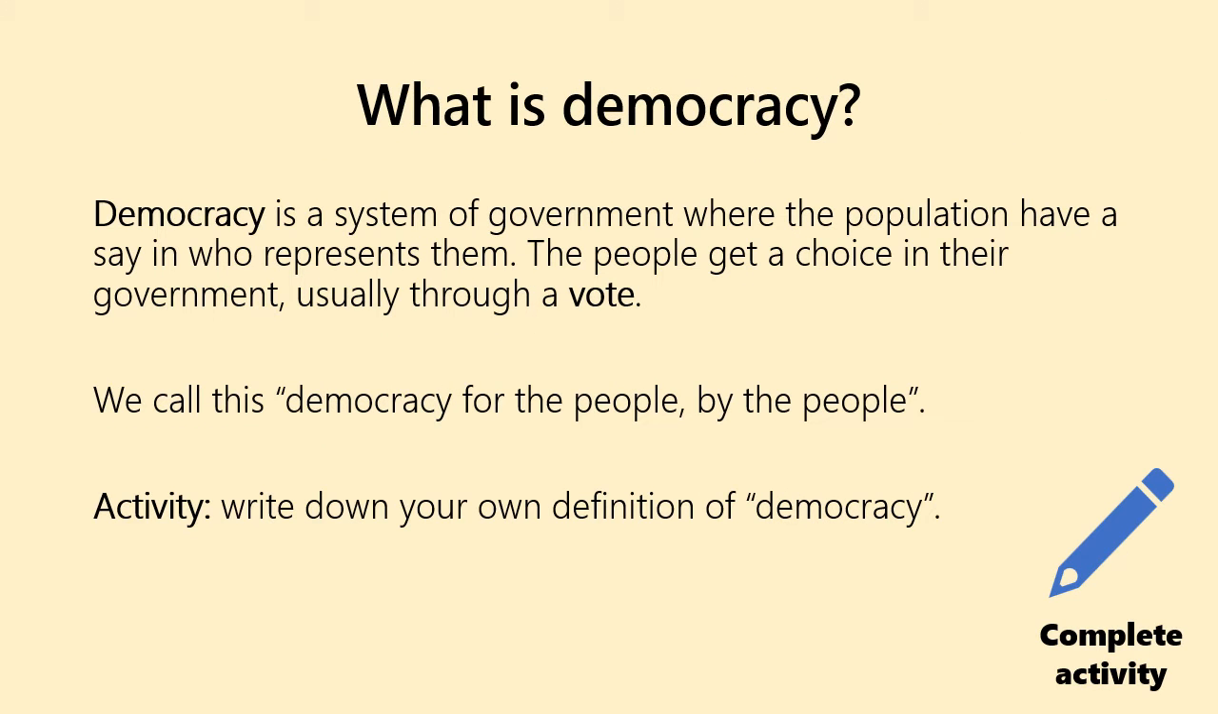So, what is democracy? Democracy is a system of government where the population have a say in who represents them. The people get a choice in their government, usually through a vote. We call this democracy for the people, by the people. Activity. Write down your own definition of democracy. Remember, you can pause the video here to complete the activity.